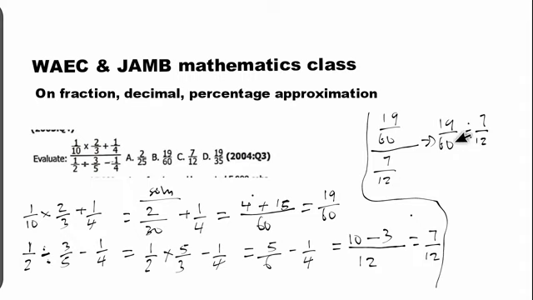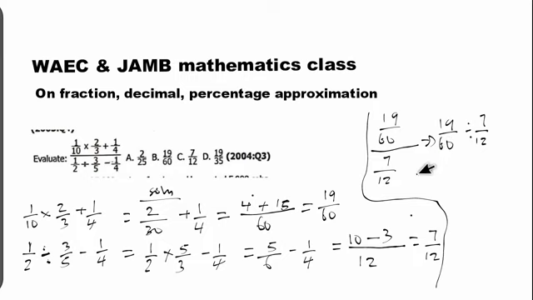Now here we have two fractions. The first part is a fraction, the second part is a fraction, and they are separated by division. What you just have to do here is to change the division to multiplication. When you change to multiplication, what will happen? The second fraction will be inverted, which means that 12 will go up while 7 will come down.